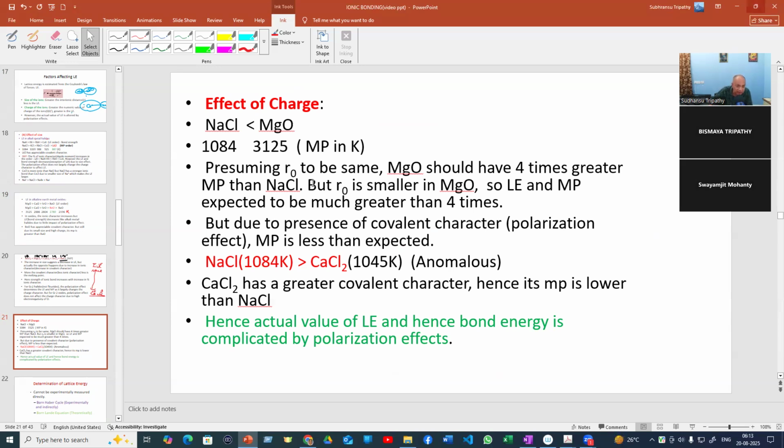And sodium chloride has a slightly greater melting point than calcium chloride. Although calcium chloride should have been more melting because it has got more charge, +2, this is +1. But it is again complicated to some extent by the polarizing power of calcium 2 plus having some little more covalent character. That makes the net lattice enthalpy little less than that of sodium chloride. So the actual lattice enthalpy and hence bond energy, because lattice enthalpy governs the bond energy, is complicated by polarization effect.